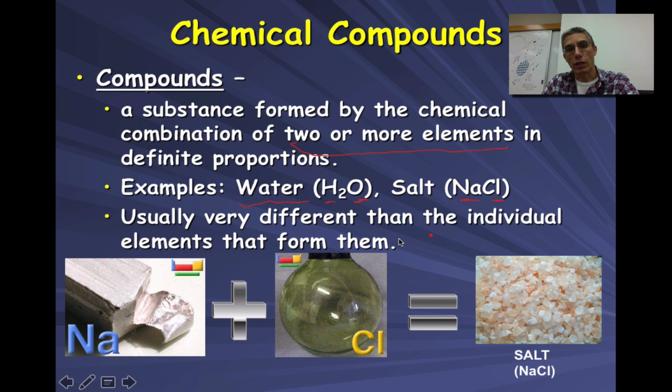Compounds are usually very different from the individual elements that form them, meaning the characteristics of each individual element are very different from the characteristics of the compound itself. A good example is salt. If you put sodium and chlorine together, it's a very safe, edible compound. It's not going to harm you. But if you split these two elements apart, sodium is a very reactive and dangerous type of metal, and chlorine, same thing. It's typically a gas, but it's very dangerous. But when you bring them together, you get something relatively safe. So it can change their characteristics when you bring certain elements together.